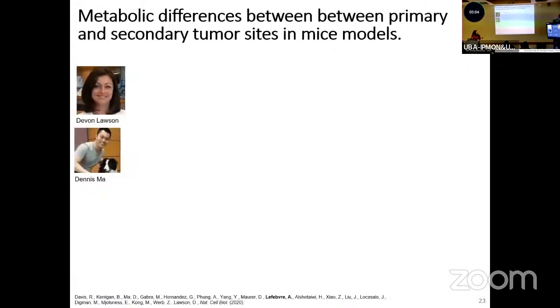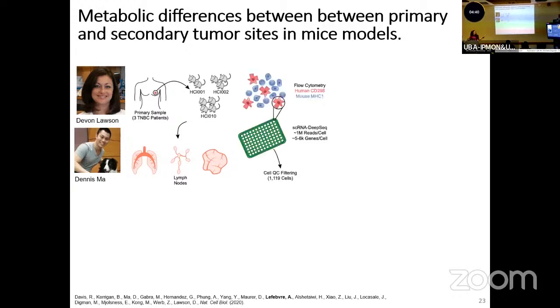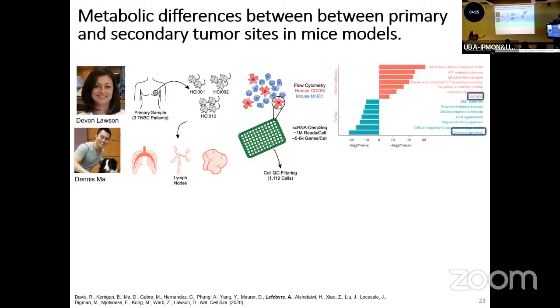So coincidentally, we partnered with Devin Lawson and Dennis Ma, her postdoc, and they're doing these studies where they take primary triple negative breast cancer cells from patients. They put them into mice in local sites. Those cancer cells metastasize to different parts of the body. They go to the lung, the liver, and different regions. Then they isolate the cells from those tissues, and they identify the cells because they have the human marker CD268 labeled with mCherry. And they're able to genetically profile using single-cell RNA-seq.